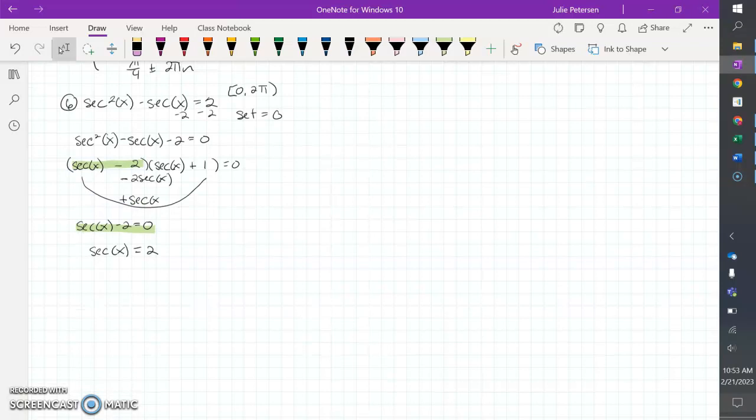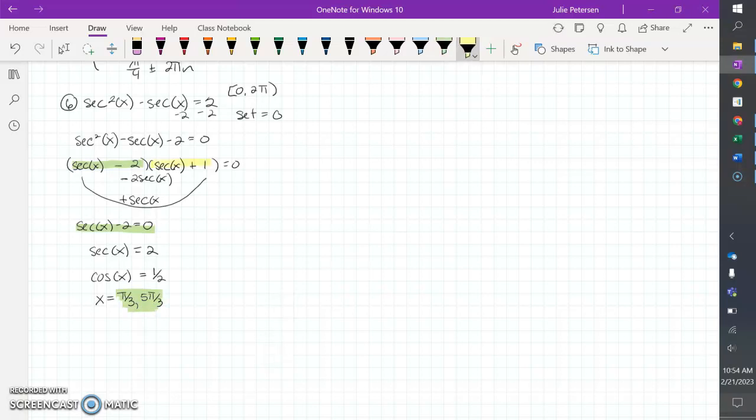Now remember, that's not very helpful to us. Let's put it in terms that are helpful. Rewrite it as cosine of x equals, and then the reciprocal of 2 is 1/2. All right, so all the places on our unit circle where the x value is 1/2, and that's going to be at pi over 3 and 5 pi over 3. So these two solutions came from our first factor.